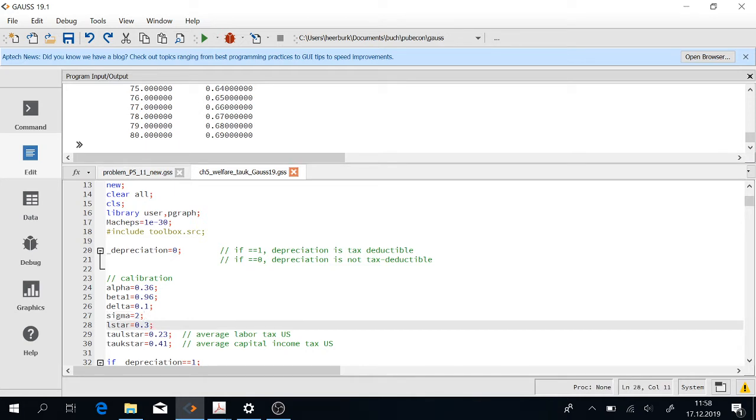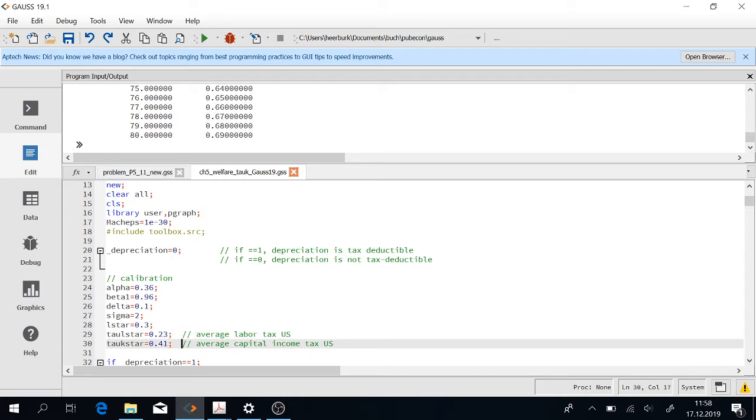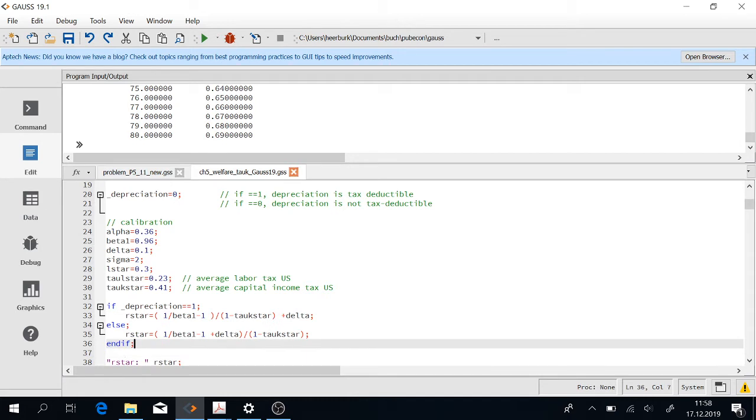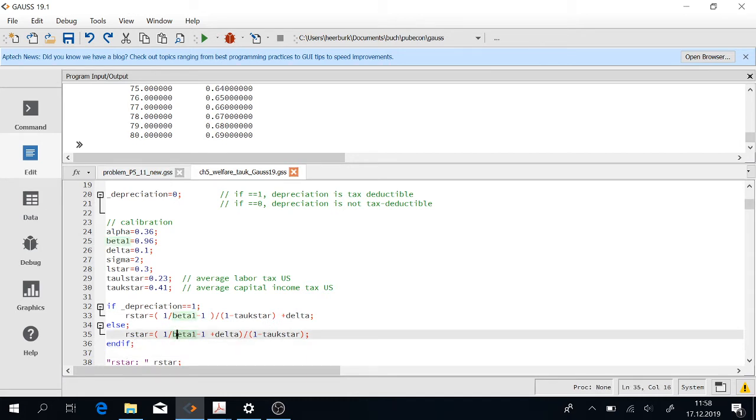Labor supply in the benchmark equilibrium in the initial steady state is set equal to 0.3, and the labor and capital income taxes are set equal to 23 and 41%, the historic averages over the last 50-60 years in the United States. In case that capital depreciation is not deductible, we can compute the real interest rate R star from line 35 from the Euler equation with the help of our calibration of beta, delta and tau k.